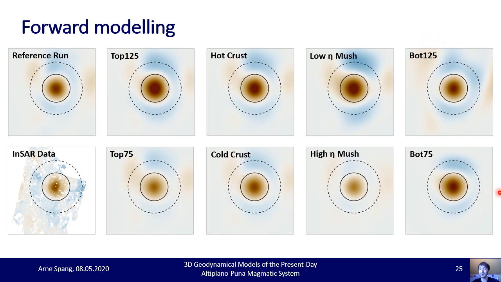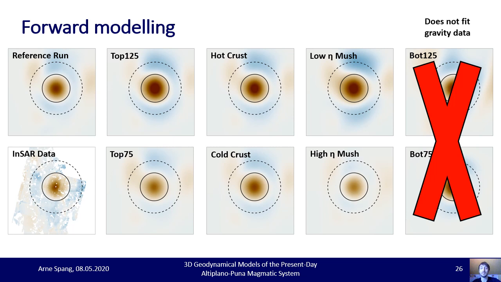So for these last two cases, I actually changed the bottom part of the magma body, so the main part of the magma body. Here I made it 25% wider. Here I made it 25% smaller. And you can see they have very similar patterns and also similar to the reference run. So in theory, they should also work, but they don't fit the gravity anymore. So if we just looked at uplift velocities, we couldn't really distinguish between these two cases and this case. But if we also look at gravity data, we can really rule out these cases.